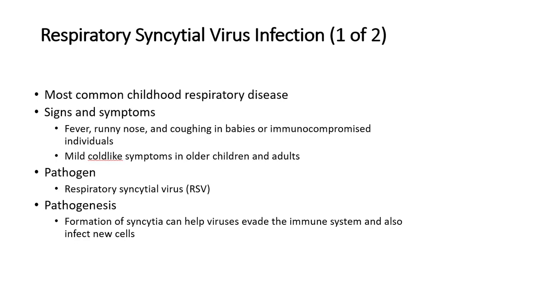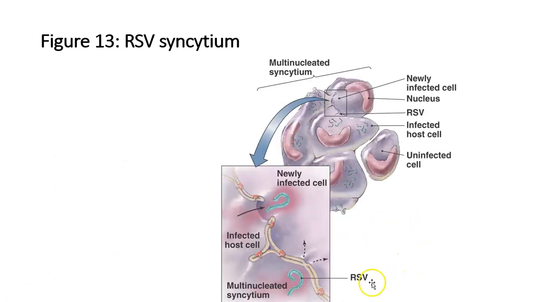The way this works is this virus causes, and this is how it gets its name, the formation of syncytia, which can help the virus evade the immune system and infect new cells. So here's your little RSV coming in. And you can see this multinucleated syncytium. There's an uninfected cell and they kind of stick together and then it spreads and spreads and spreads. Okay.